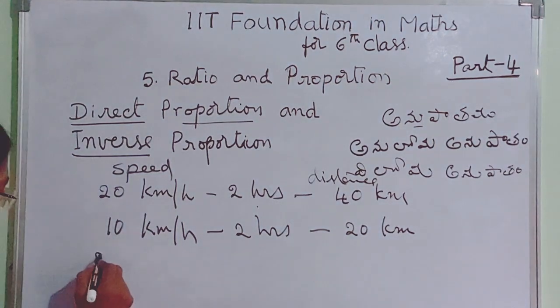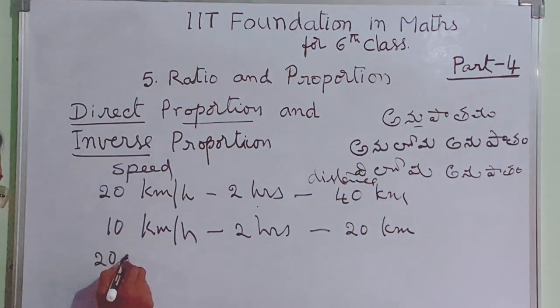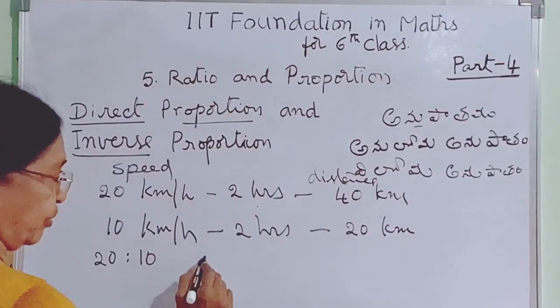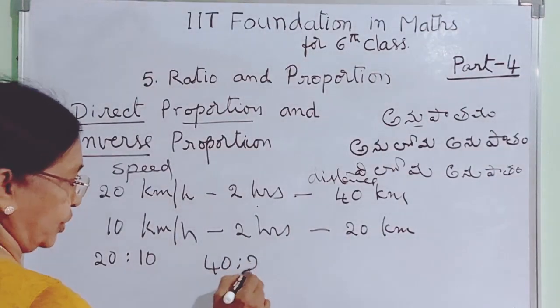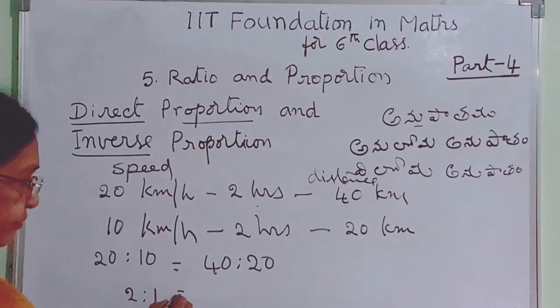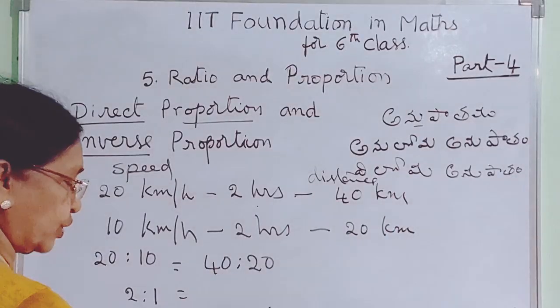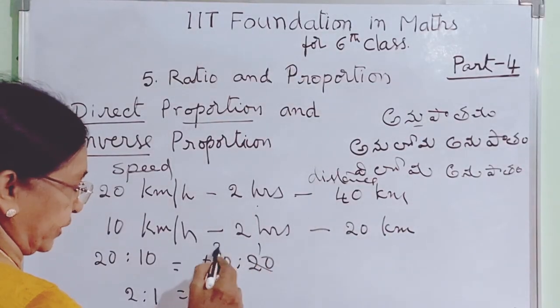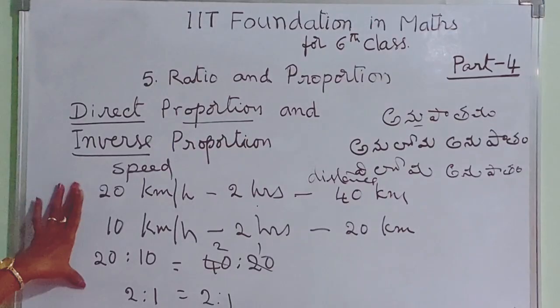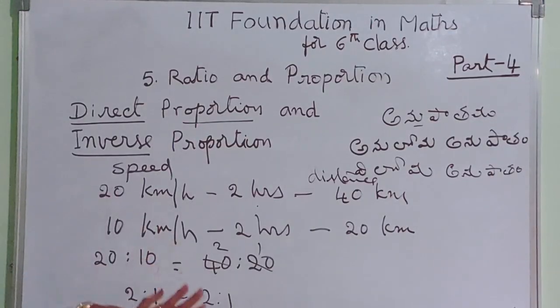Therefore, the ratio of the speed is 20 is to 10, and the ratio of the distance traveled by it is 40 is to 20. These two are equal. 20 is to 10 is 2 is to 1, and 40 is to 20 is also 2 is to 1. And so this type of relation is called direct proportion.